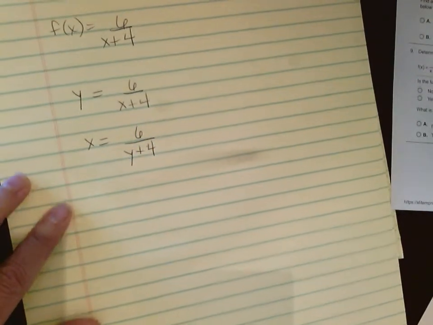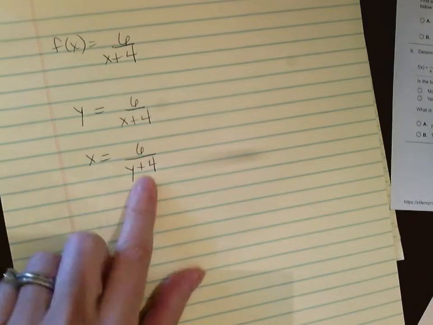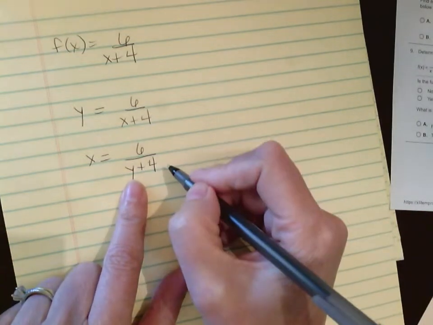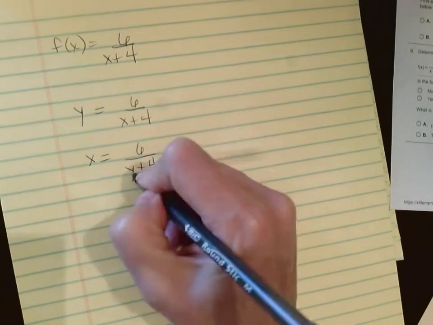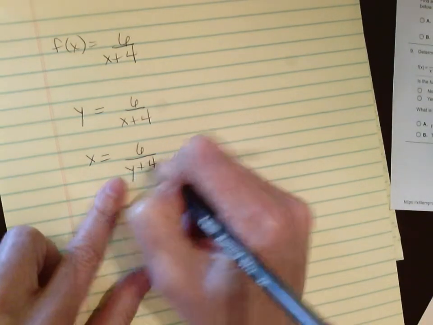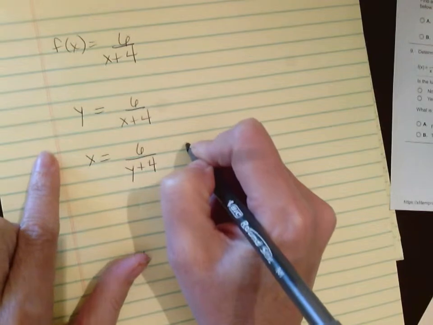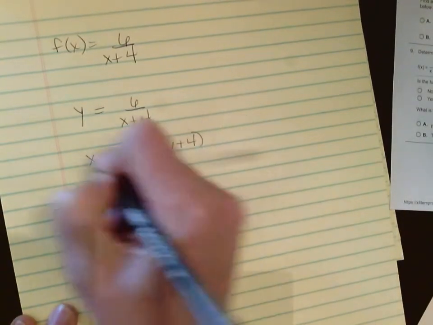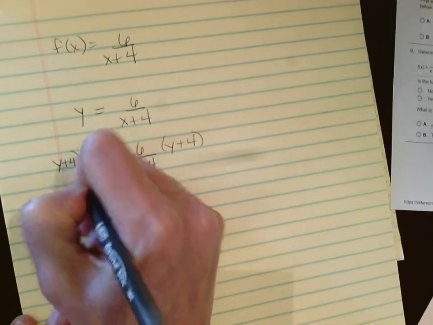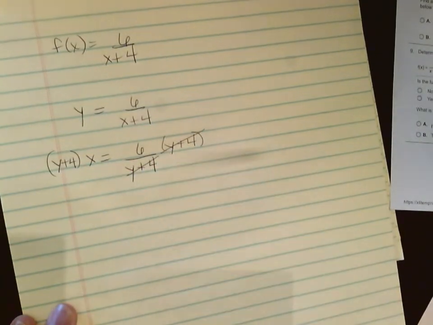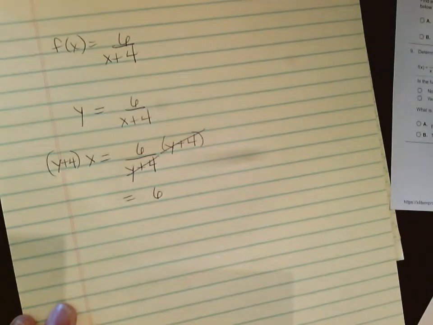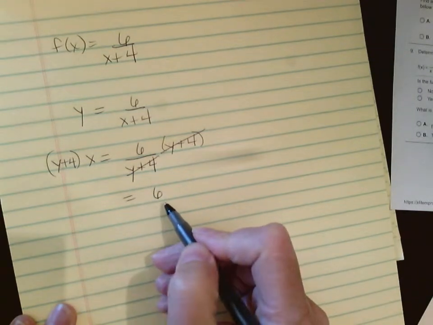So x equals 6 over y plus 4. So now we do have a situation. The y that we're solving for is in the denominator. So the first thing we need to do is multiply both sides by this denominator, because that's what's going to bring the y up into the numerator. So if I do y plus 4 here, I have to do y plus 4 over here. It cancels that right side. So all I have left now on the right side is that, not an x, a 6.